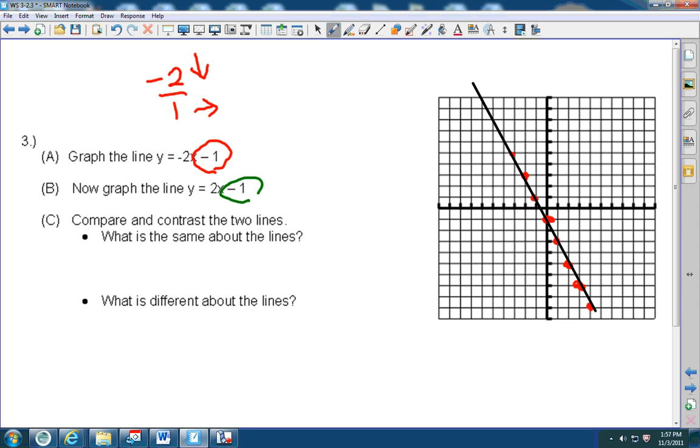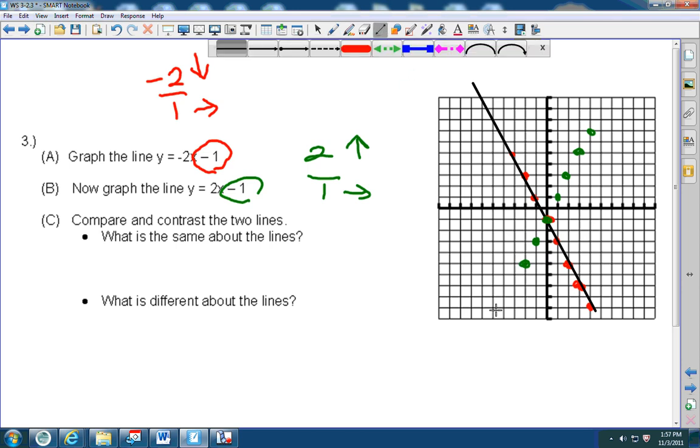Again, I'm starting at negative 1, okay? But the slope is 2. That's 2 over 1. That says to go up 2 and to the right 1. So I'll start here. Up 2 to the right 1. Up 2 to the right 1. Now I'm also going to go down 2 to the left 1. Down 2 to the left 1. I can draw my line.